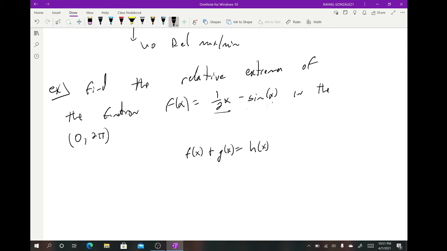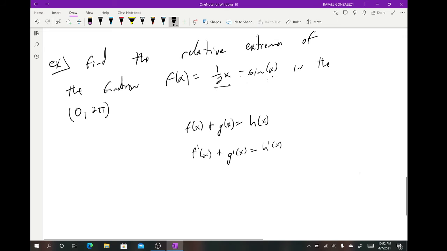Now, we also know that sine of x is differentiable everywhere in its domain, and 1/2 times x is also differentiable everywhere in its domain. So this combination of differentiable functions is also differentiable. We saw this when we spoke about the power rule. If you have f prime of x plus g prime of x, this is also differentiable.